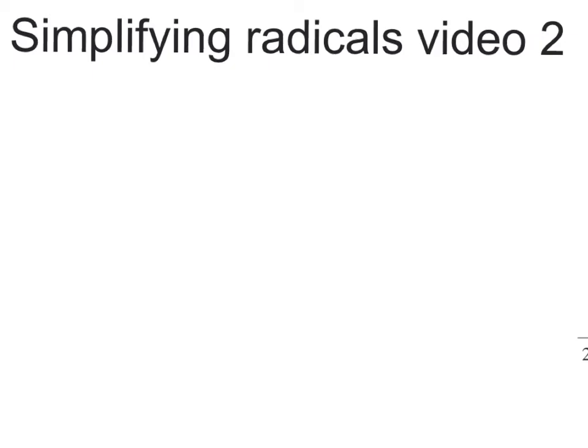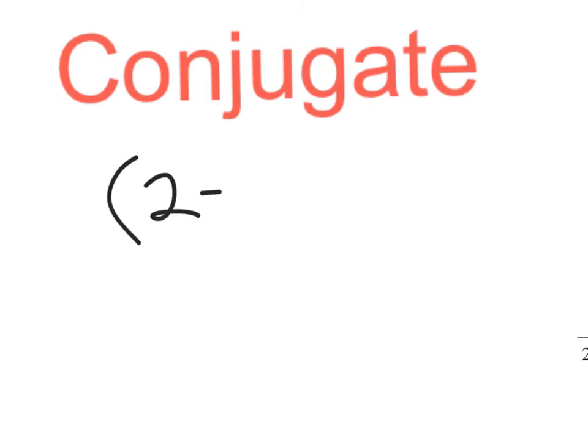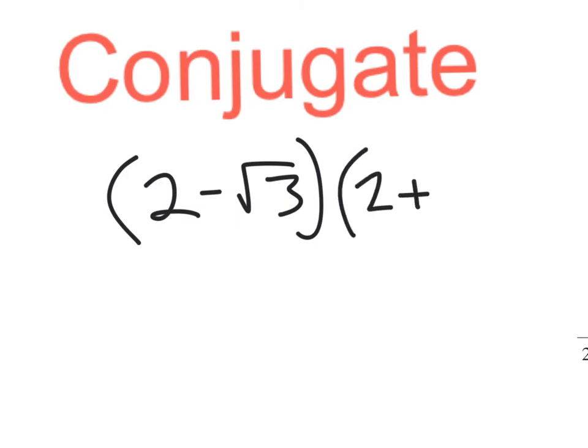Simplifying radicals video 2. Let's start with the word conjugate. We should know from the previous video that the word conjugate is simply taking your binomial that consists of a real part and a radical part, a regular number and a radical number, and changing the middle sign. So if I did tell you, what is the conjugate of 2 minus the square root of 3, then that would be 2 plus the square root of 3. That's a conjugate. So I hope we all know that from video 1.